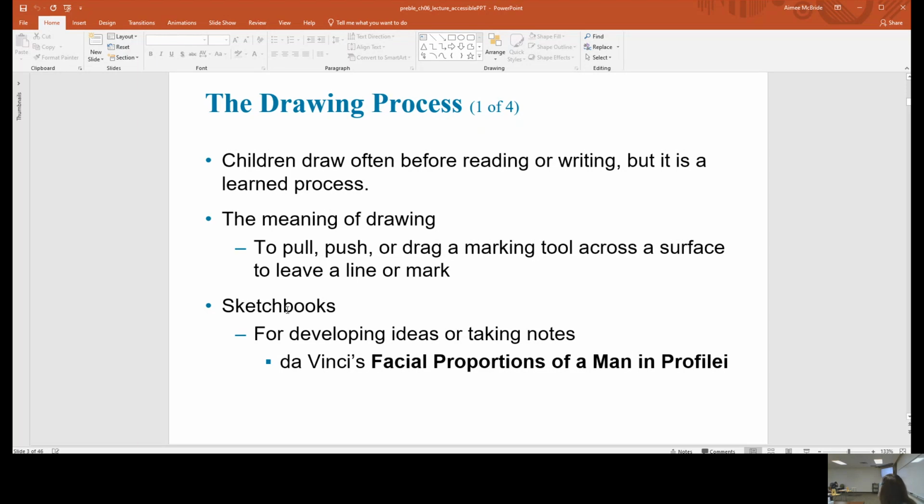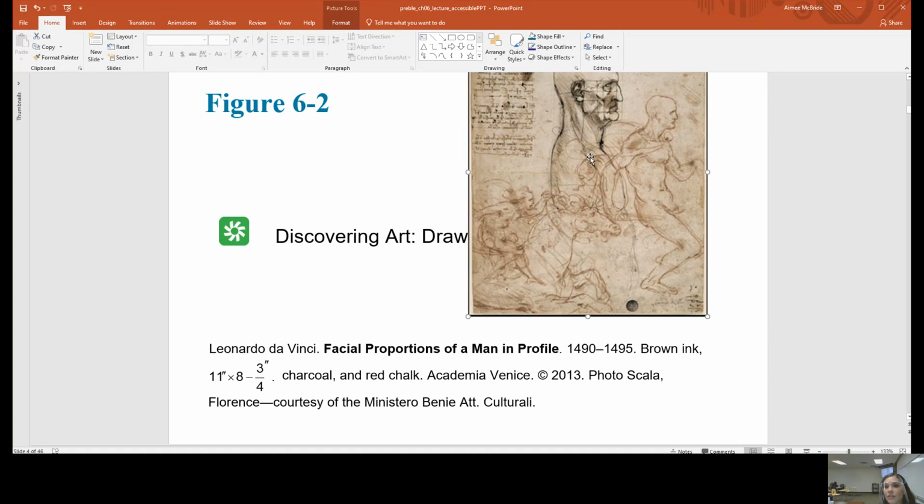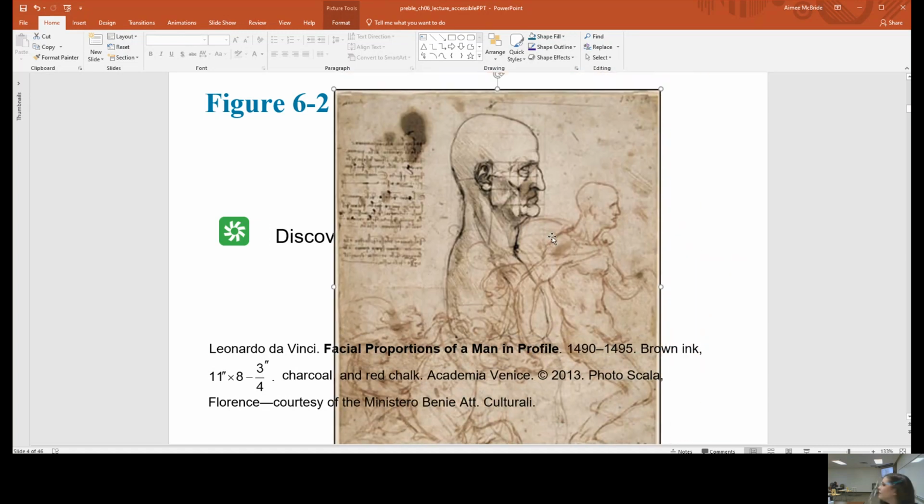Da Vinci's facial proportions of a man in profile is an example of one that is quite detailed, and it was used for a later painting. So this is an early study for him to just understand the proportions of a man's face properly. I'm actually going to blow this up really large here so you can get the detail. You might notice there's little lines here in the shape of cubes.